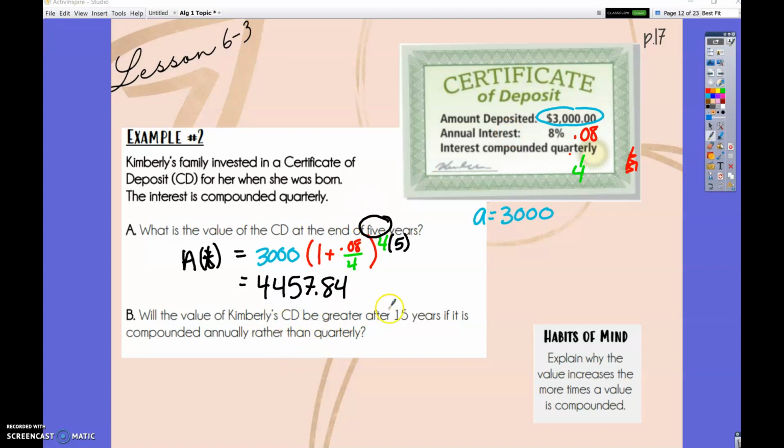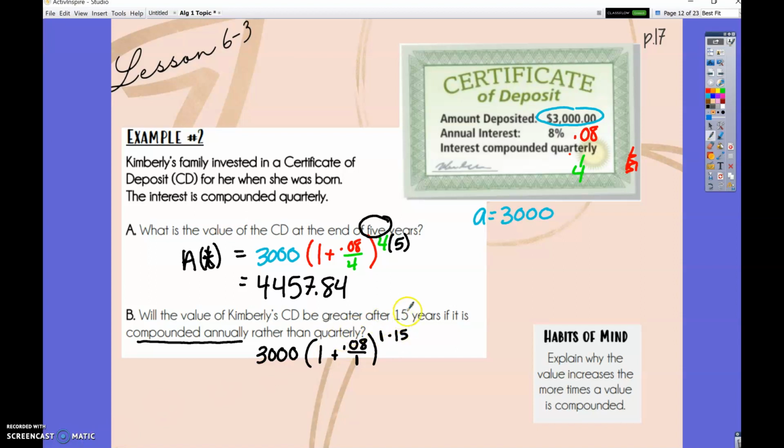Now, for part B, we won't do it, but we know that the same amount is her starting principal amount. She's still going to have the same rate of 0.08, but now they're going to compound it annually. That means only 1 time per year. So her number of times compounded would be a 1, and now she's going to have her 15 years, so our time changes.